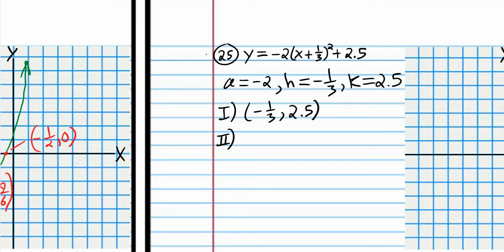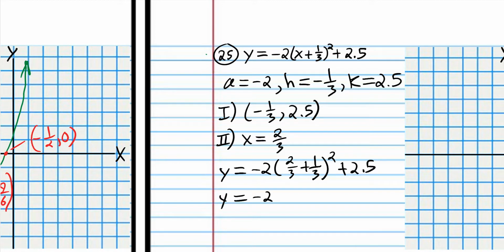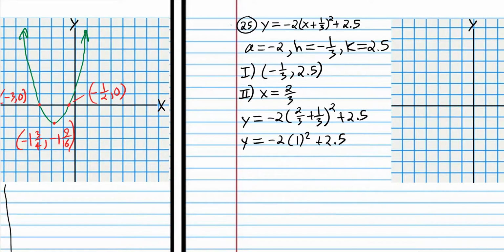And we have to choose wisely here. I'm going to choose 2/3. So that's just going to make the math easier. So y is equal to the following. And the reason I chose that point is because 2/3 plus 1/3 is just 1. That makes it really easy. And if we do the math on that, we end up with, well, I'll just go ahead and do it. And we have 0.5.